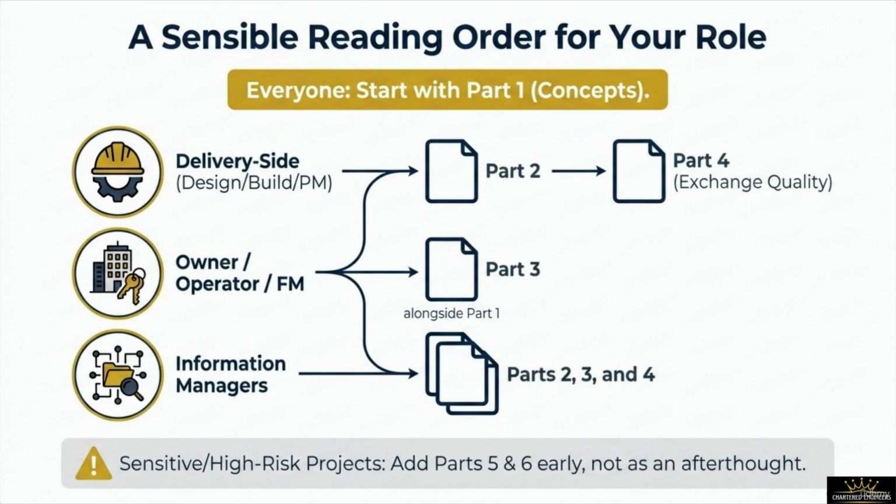Image illustrating tailored reading paths. Delivery teams route to Part 2 and 4, owners route to Part 3, and information managers encompass all parts. Once that foundation is locked in, your path branches dynamically. If you operate on the delivery side as a design manager, main contractor, or project manager, you should route directly to Part 2 to manage delivery processes, and then advance to Part 4 to master exchange quality gates.